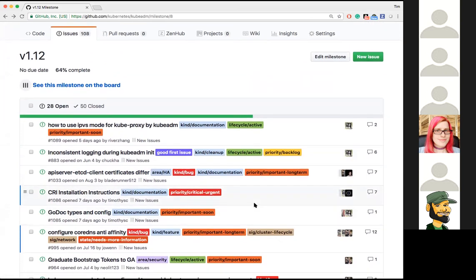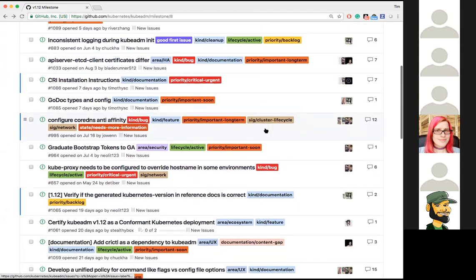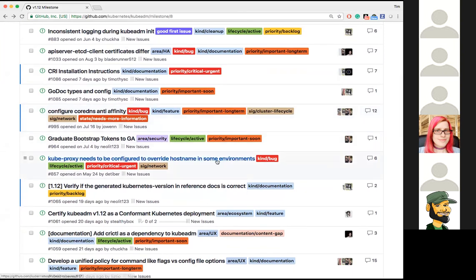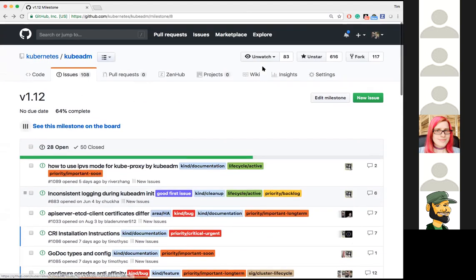I think the good thing about the backlog is that we don't have serious bugs. I don't see any. I think the biggest thing is just instructions. I put critical urgent on some of the documentation stuff as well as some actual bugs, but they're not actually even in kubeadm. This one isn't actually a kubeadm bug.